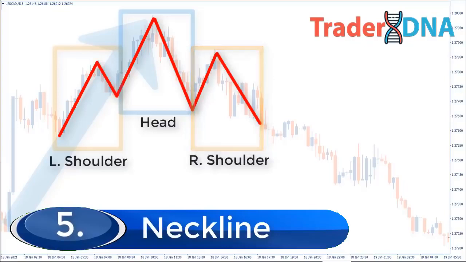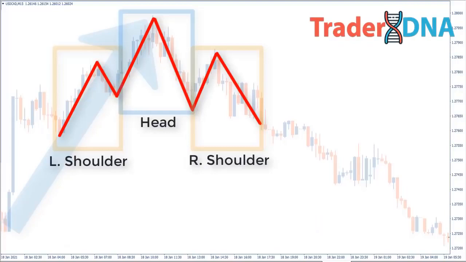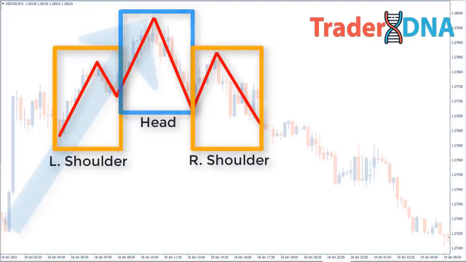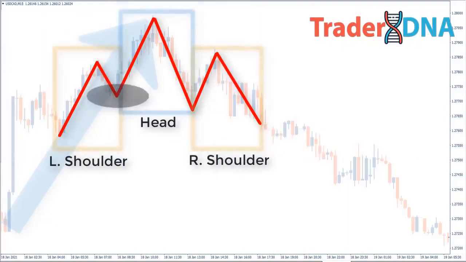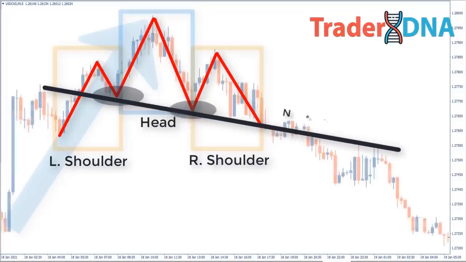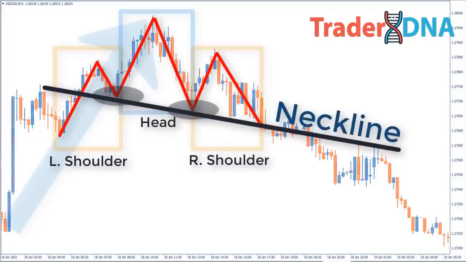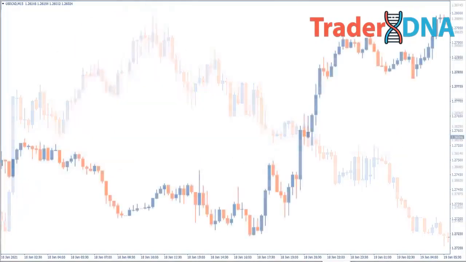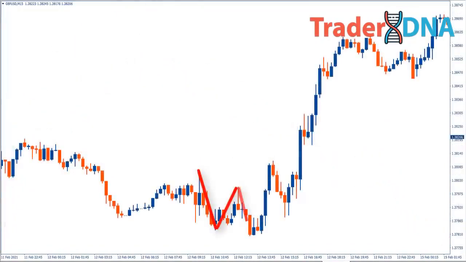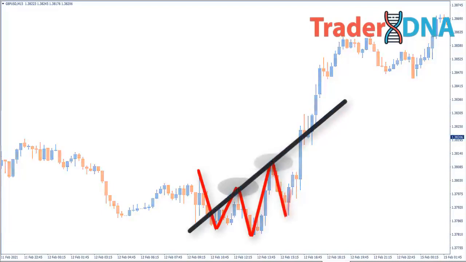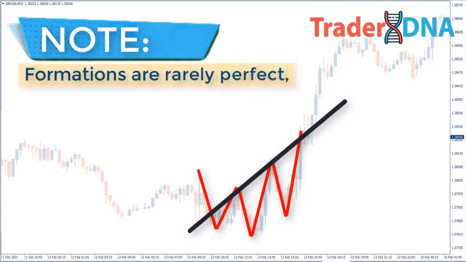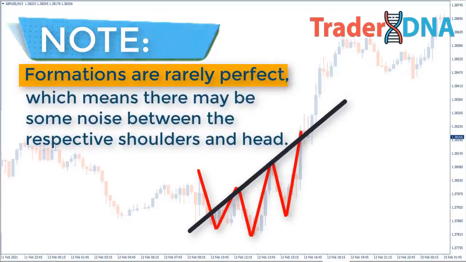The neckline is the level of support or resistance that traders use to determine strategic areas to place orders. To place the neckline, the first step is to locate the left shoulder, head, and right shoulder on the chart. In the standard head and shoulders pattern, we connect the low after the left shoulder with the low created after the head. This creates our neckline. We'll discuss the importance of the neckline in the following section. In an inverse head and shoulders pattern, we connect a high after the left shoulder with the high formed after the head, thus creating our neckline for this pattern. Note: formations are rarely perfect, which means there may be some noise between the respective shoulders and head.